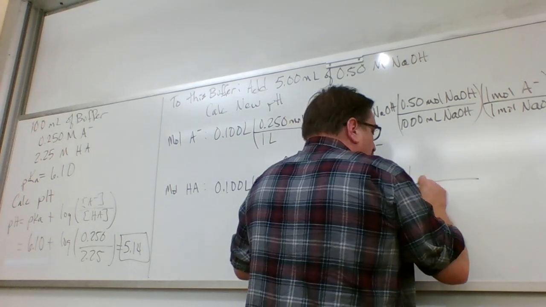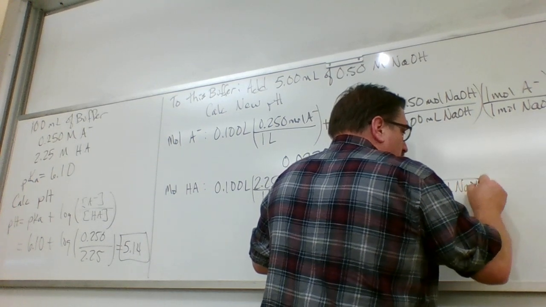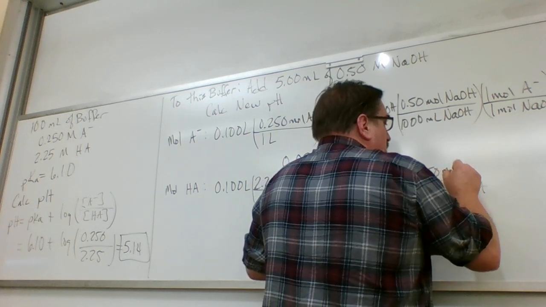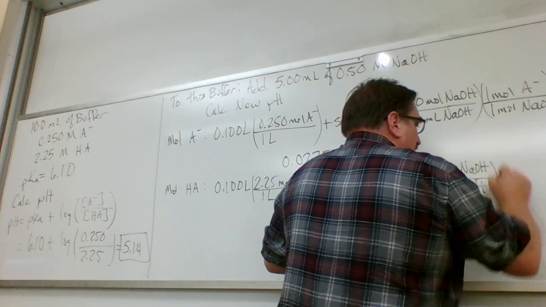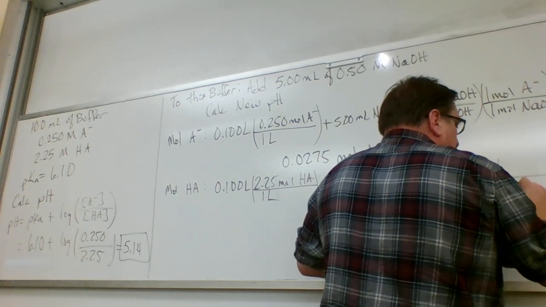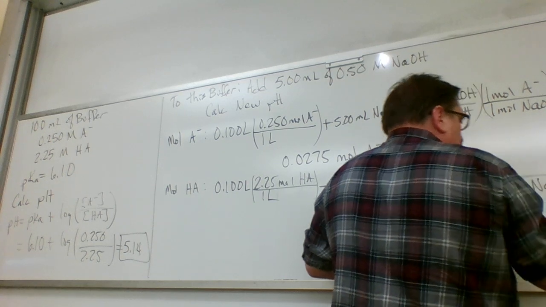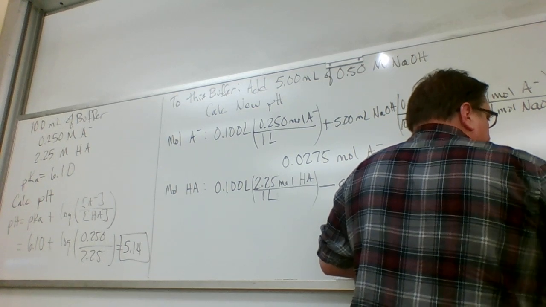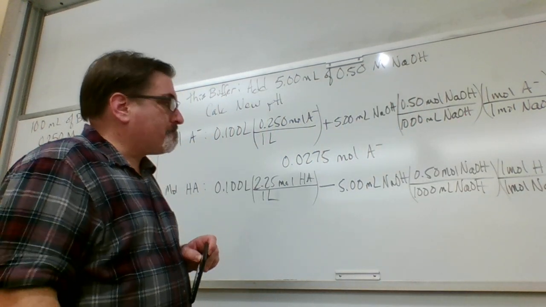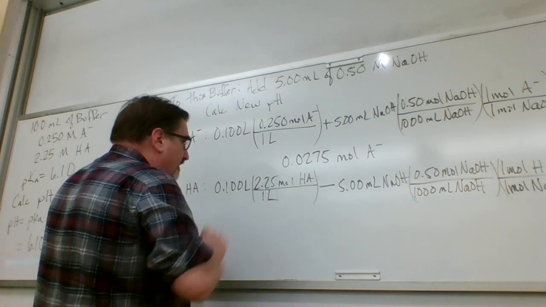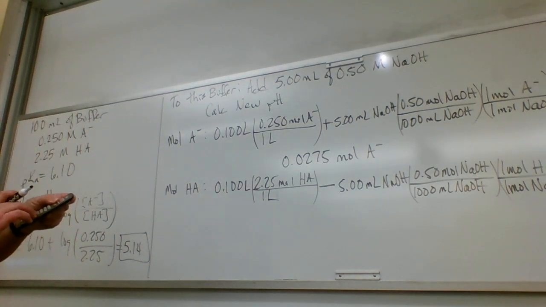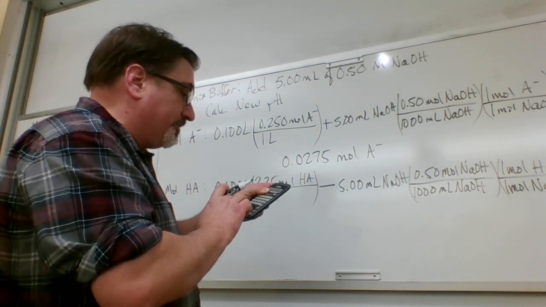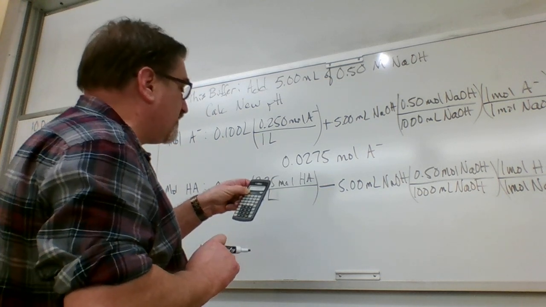and every 1,000 milliliters of NaOH, using the molarity, that is 0.50 moles of NaOH. And for every 1 mole of NaOH that goes in, we consume 1 mole of HA. So we calculate that through 0.1 times 2.25 minus 5 times 0.5 divided by 1,000. 0.2225.